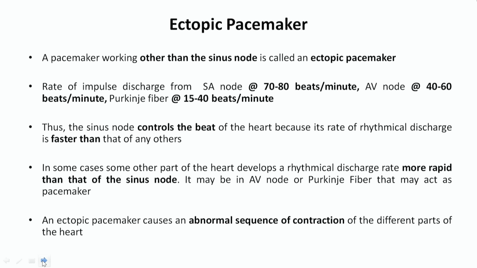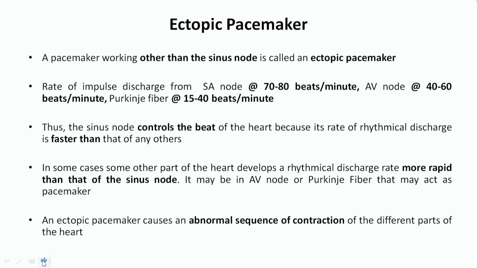Here is an example: the rate of impulse discharge from the SA node is around 70 to 80 beats per minute. From the atrioventricular node it is 40 to 60 beats per minute, and from the Purkinje fiber it is 15 to 40 beats per minute. Thus you can see that the SA node controls the beat of the heart, because its rate of rhythmic discharge is much faster than any of the other cells.